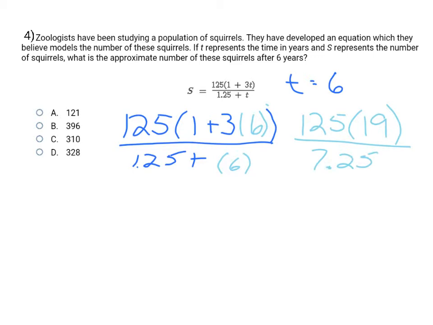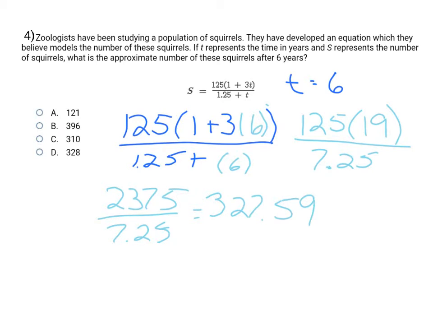And then my next step is to do the multiplication on the top, which is 2,375, and that's over 7.25. And then when I do that division, I get 327.59, and that rounds to D, 328.